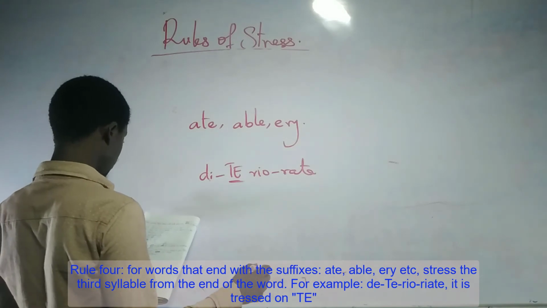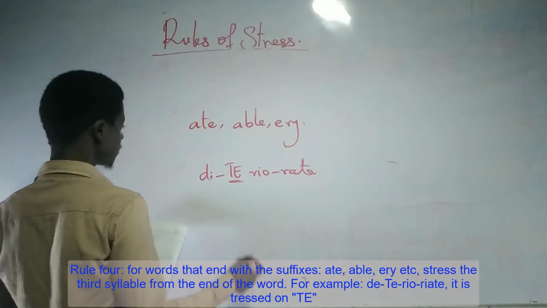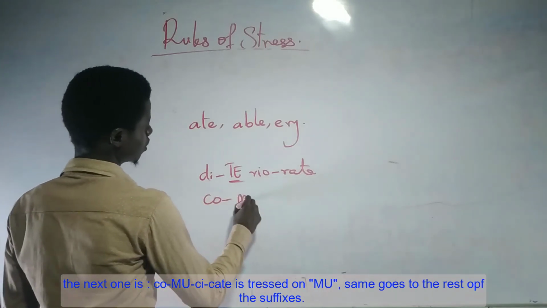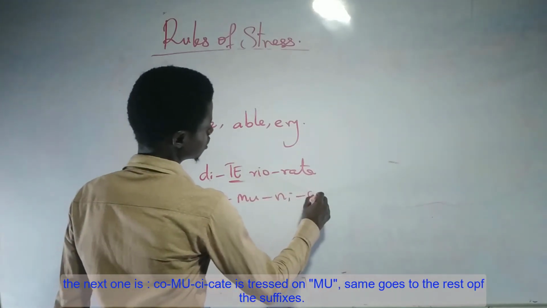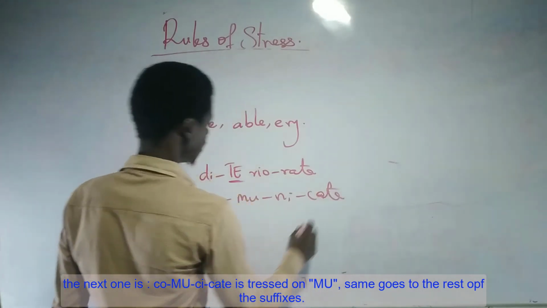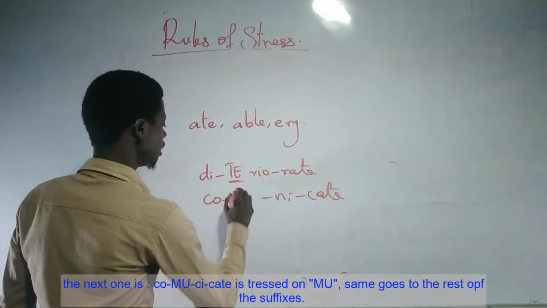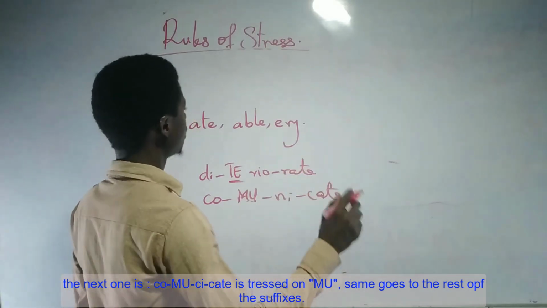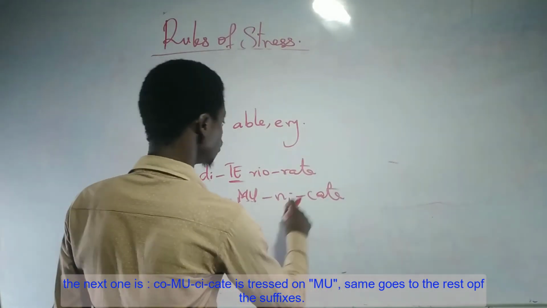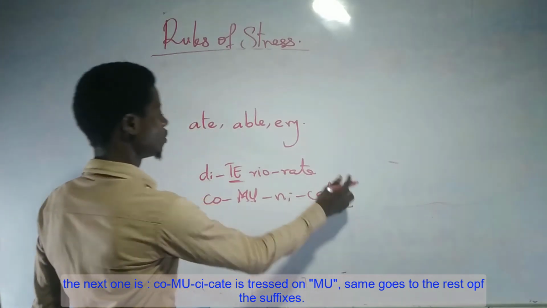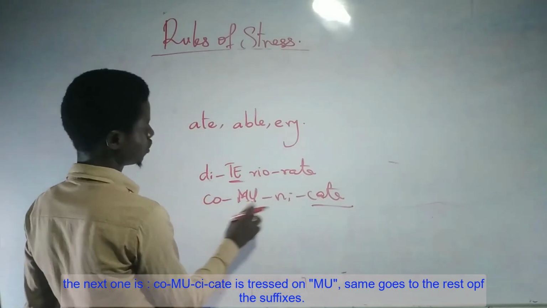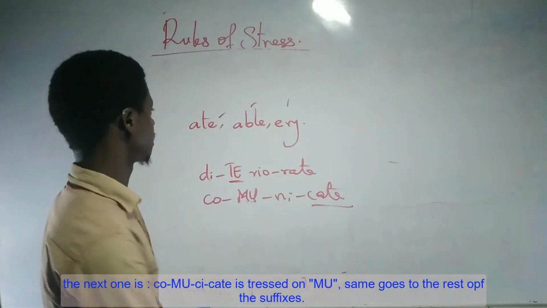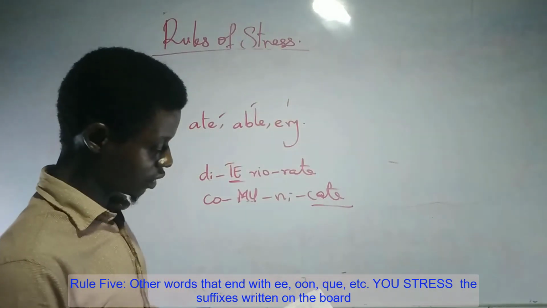Then the next one, you can go for something like this. This one 1, 2, 3. The stress now will be here. Remember, communication, because it ended with I-O-N, we did 1, 2. Now this one ends with A-T-E, it is 1, 2, 3. Communication. This is where you stress it. The same thing goes for this, and this. So that is how you get the stress.